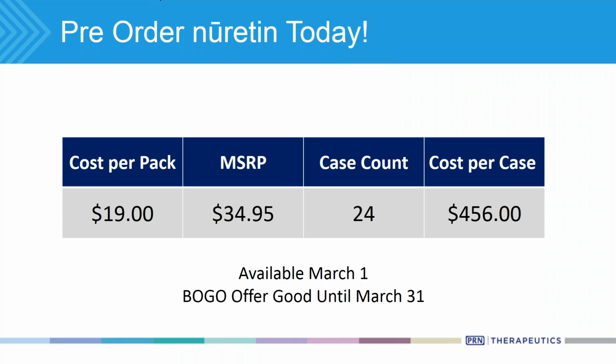It's a 4-week supply, and the wholesale cost per package is $19 per pack. The retail cost to the patient is $34.95. A case of New Retin has 24 packs.